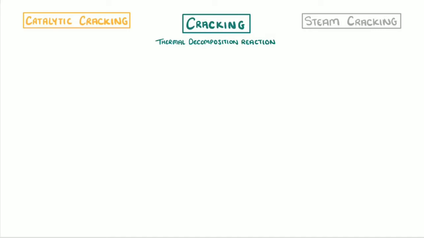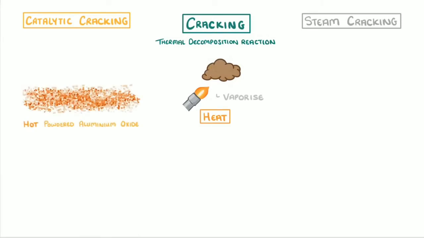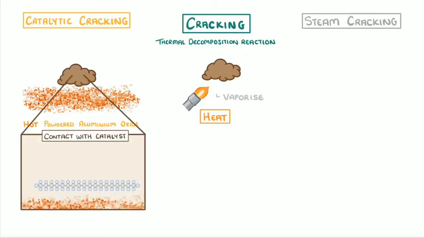Regardless of which one of these we're going to do though, the first step is to heat our long-chain hydrocarbons and vaporize them, which just means to turn them into a gas. Then if we were using catalytic cracking, we would have some hot powdered aluminium oxide ready as our catalyst. We'd then pass our hydrocarbon vapor over the powder, and as the long hydrocarbons come into contact with the catalyst, they'd split apart into two smaller hydrocarbons.